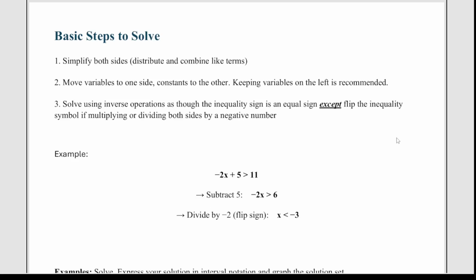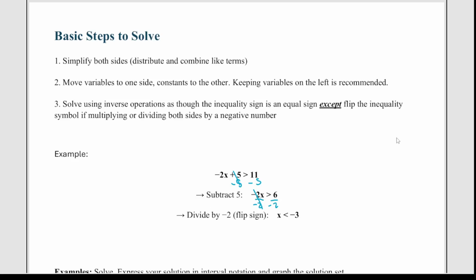You want to be sure that you just solve using the typical inverse operations, except there's one very key difference that you have to keep in mind: whenever you multiply or divide both sides of the inequality by a negative number, you have to flip the inequality sign, as seen in this example. So you would start off normal. You would say, okay, I want to get x by itself. Let's undo adding 5 by subtracting 5. Great, we're left with negative 2x is greater than 6. But then when you go to divide by negative 2, the inequality symbol flips.